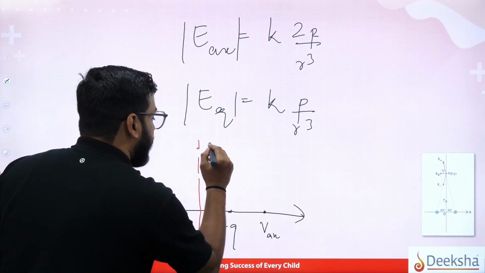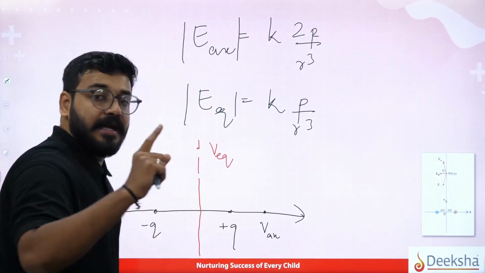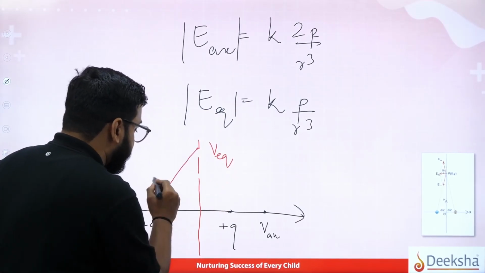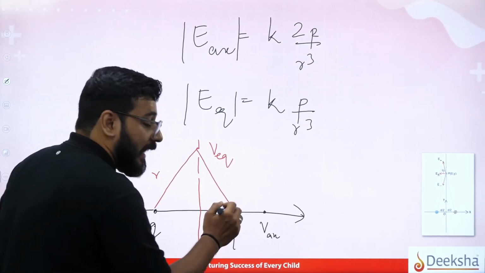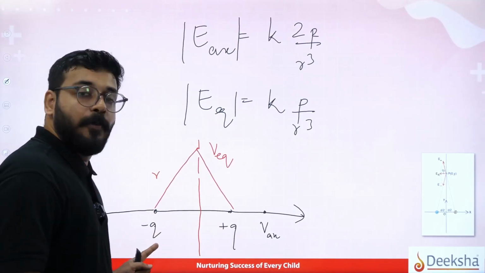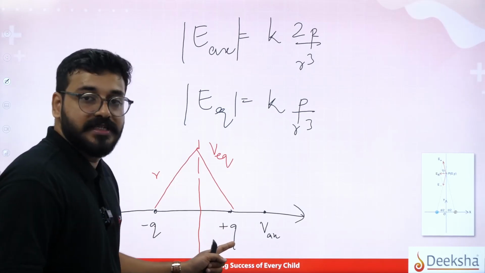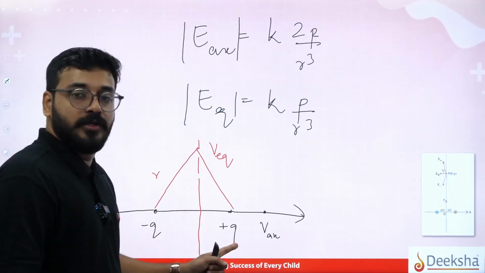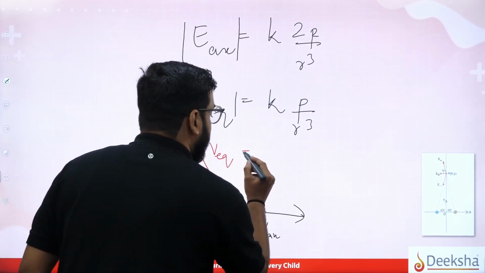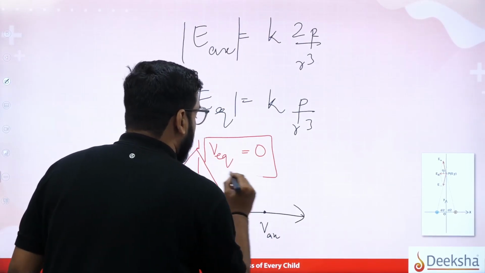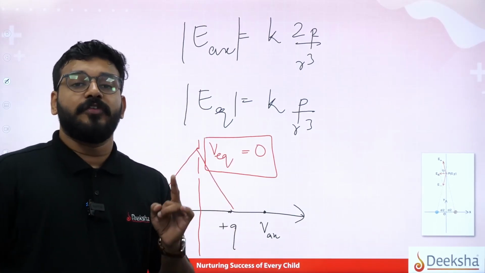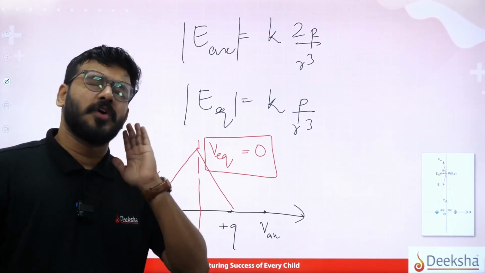So at any point here, V equatorial, again you can't take direction because it's a scalar quantity. The point is equidistant from both the charges, and the charges are opposite, one positive, one negative. So one will give a positive potential, the other a negative potential, and since the distances and charge values are the same, they will cancel out, and V equatorial is always 0. Please keep this in mind, it's a very important tip: the voltage of an equatorial point of a dipole is always 0.